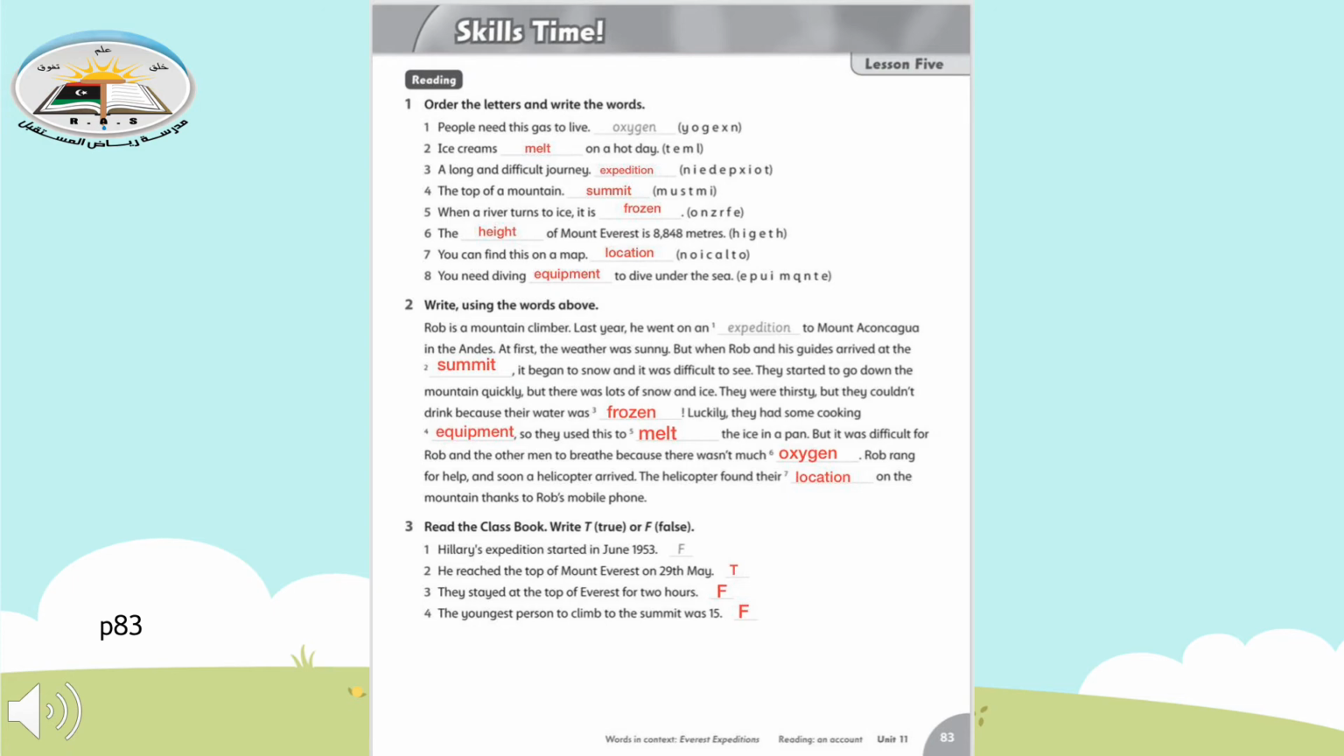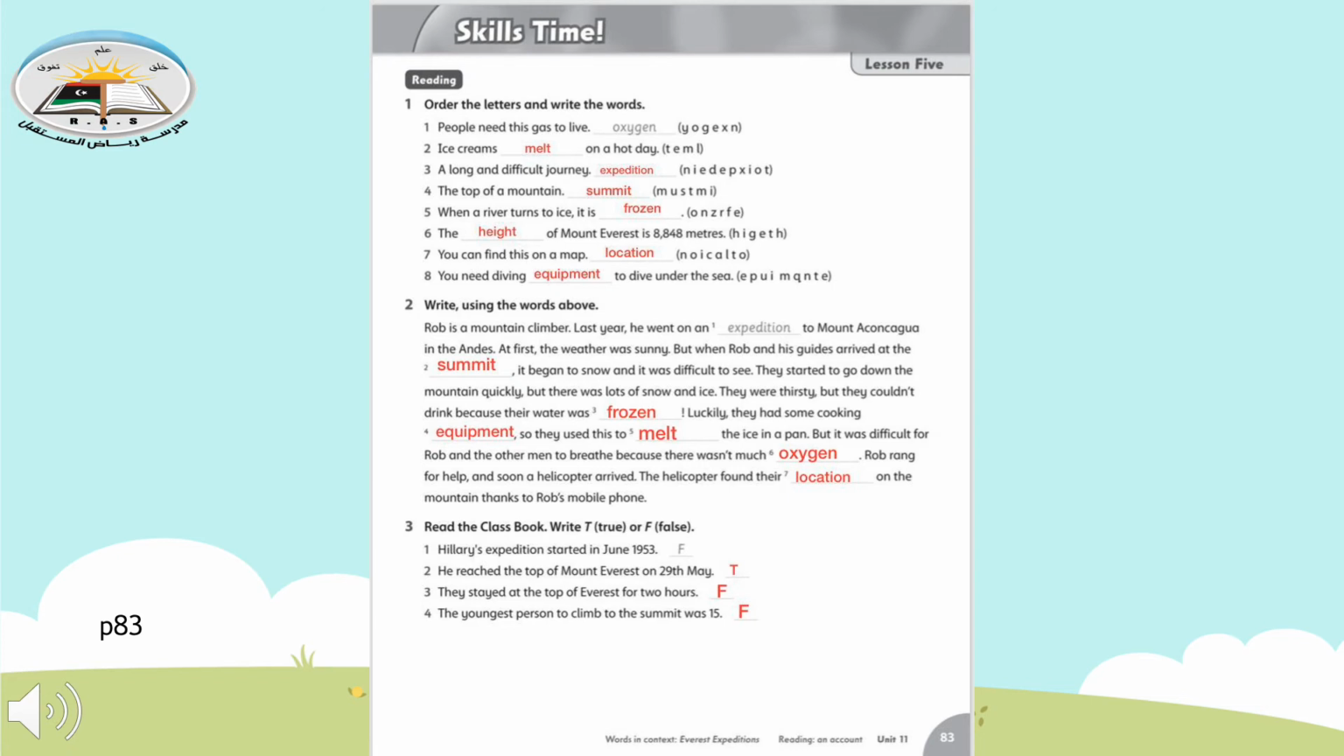Okay. Number 2. On a hot day, ice cream melts. The answer is melt. Number 3. A long and difficult journey. The answer is expedition. Number 4. The top of a mountain. The answer is summit.